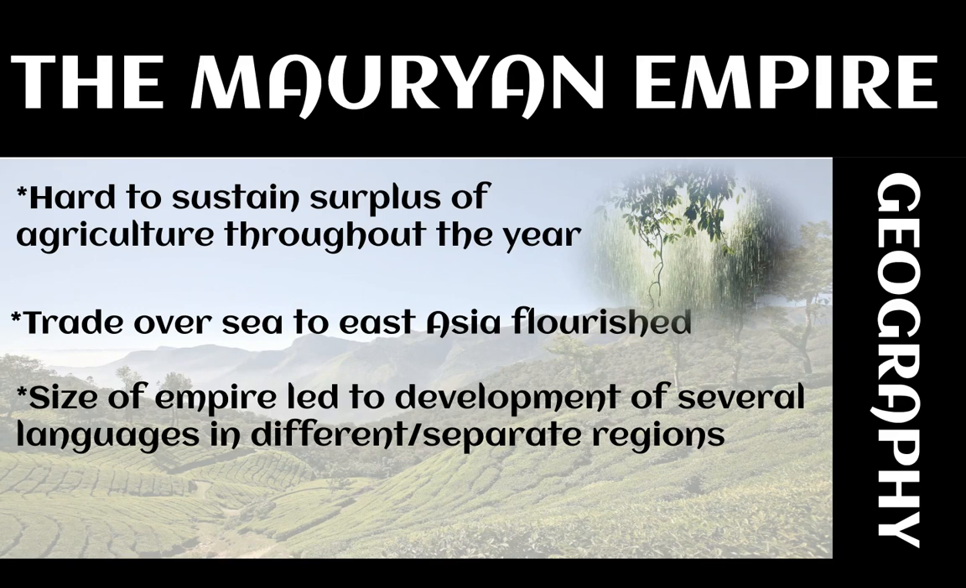And because the empire became so large, particularly under Ashoka, there were several different languages in different parts of the empire in India. So just the sheer size of it had an impact on language.